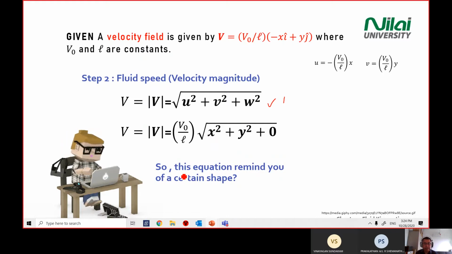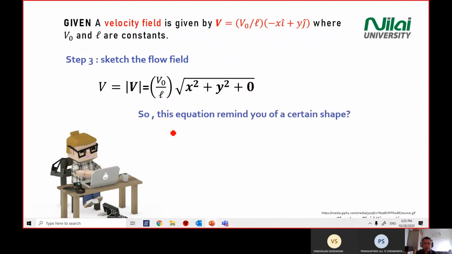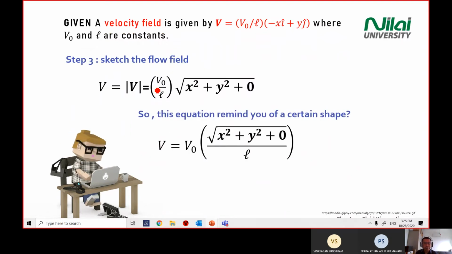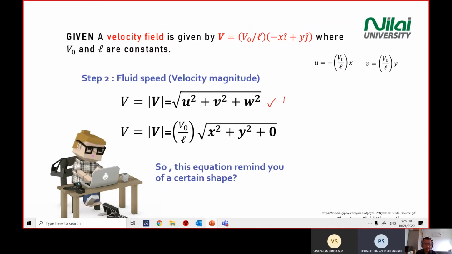All right. Now again, we need to sketch the flow field. So you modify this equation a little bit, because we know that V0 and L are constants. These two are constants, so you can move your constant value inside this equation. If you make a sketch, it means we just write the equation. If they are asking you to make a sketch of the velocity, we do not need to draw a diagram. I'm going to show you the way.